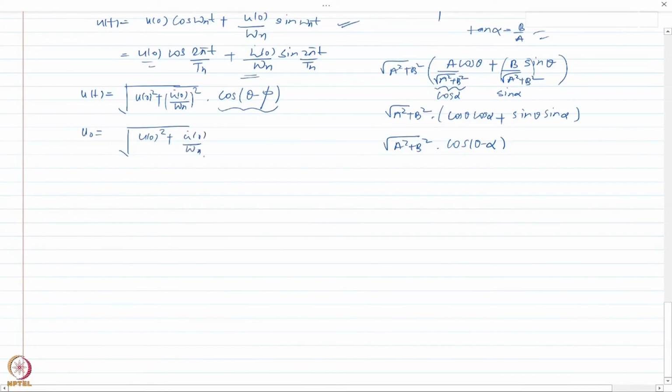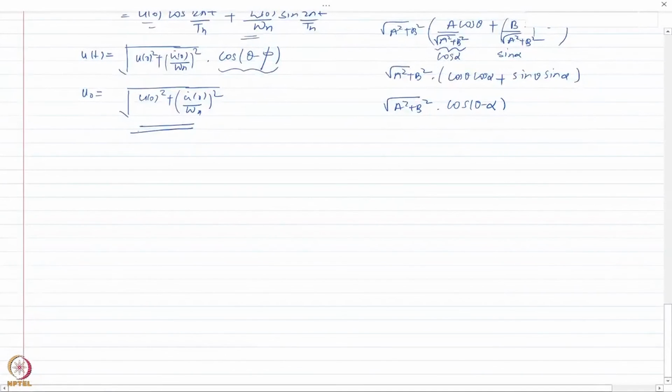So the free vibration with initial displacement and velocity happens around its static equilibrium position with an amplitude which is represented by this here. Once that is clear, let us see how we find out the important dynamic properties of the system.